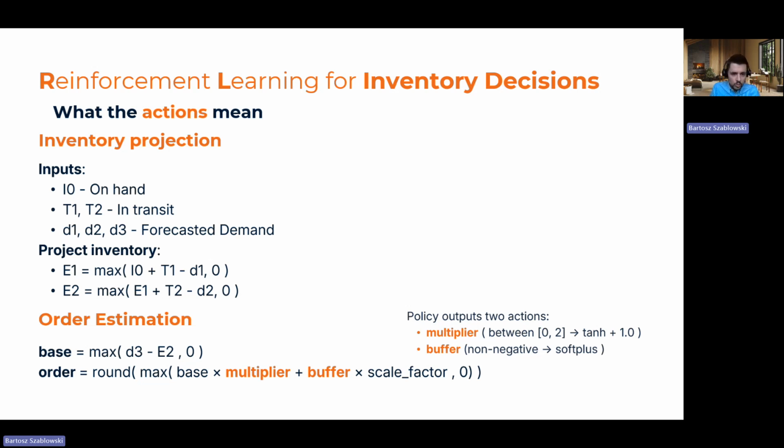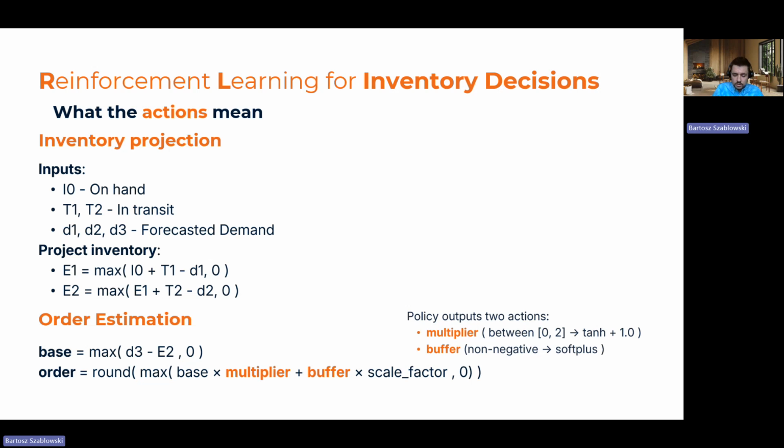So at the input, we have the current stock, meaning the on-hand value, in-transit deliveries, and forecasted demand. First, we compute how much inventory should remain after the first week. Then I do the same for the second week. Based on it, we can calculate what is called here the base order, meaning the baseline order for week 3. And only at this point does the reinforcement learning policy step in.